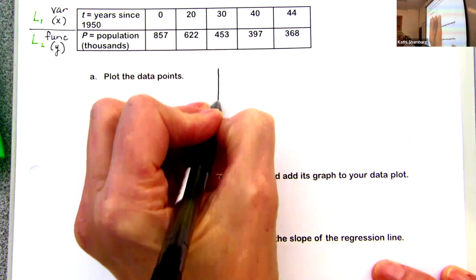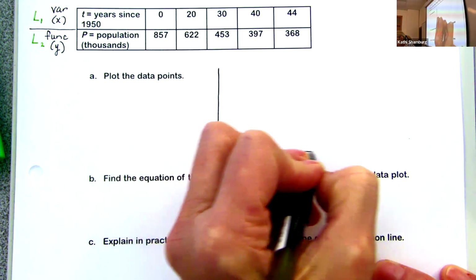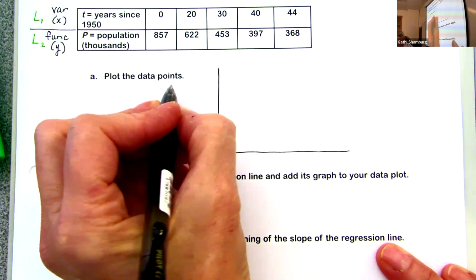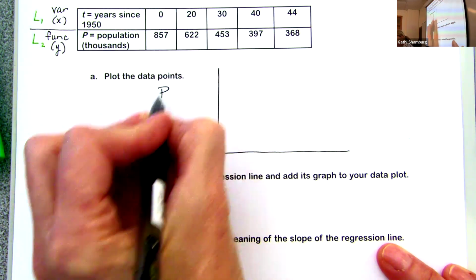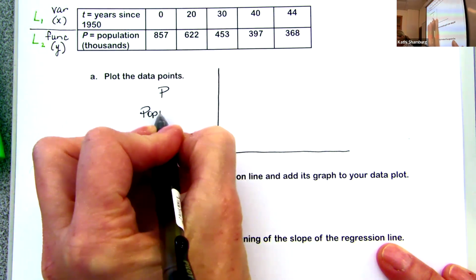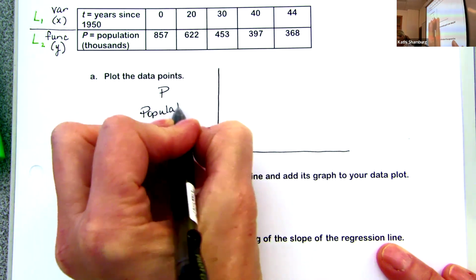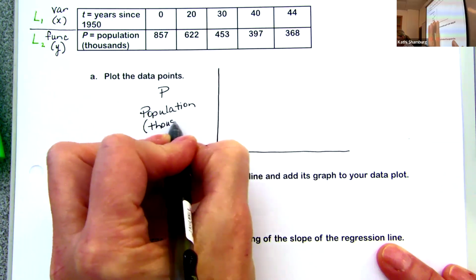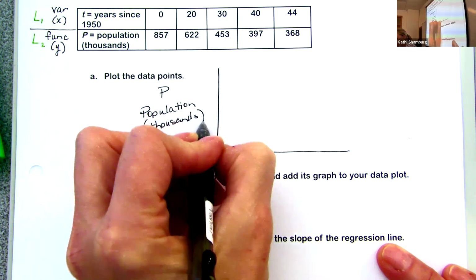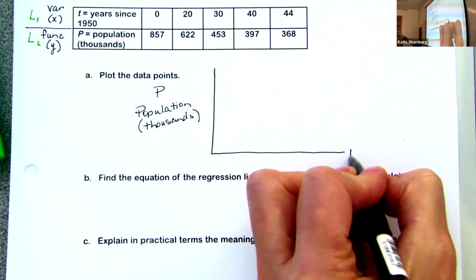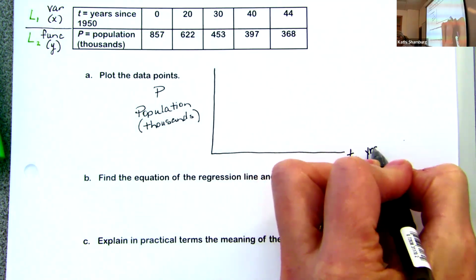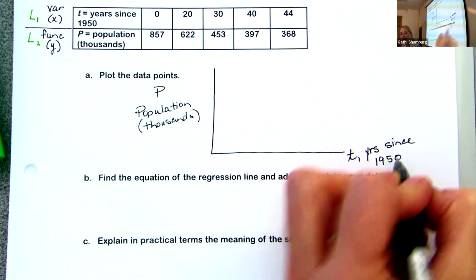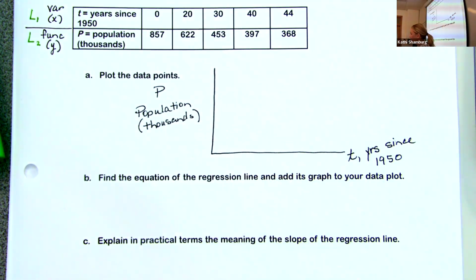Now, anytime you're asked to plot, you should know by now I'm going to grade that your axes are labeled. So the vertical is our population, which is P, population. And this is in thousands. And then my variable is T, years since 1950.